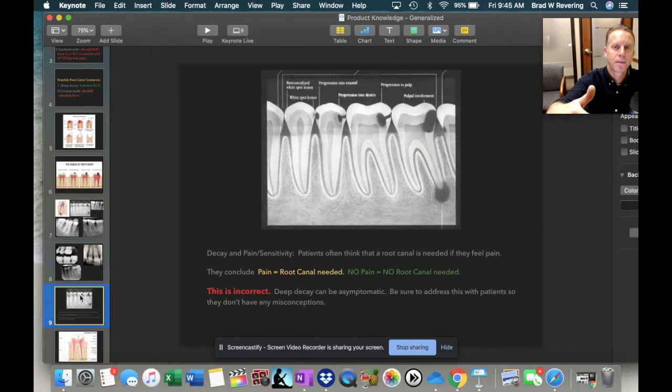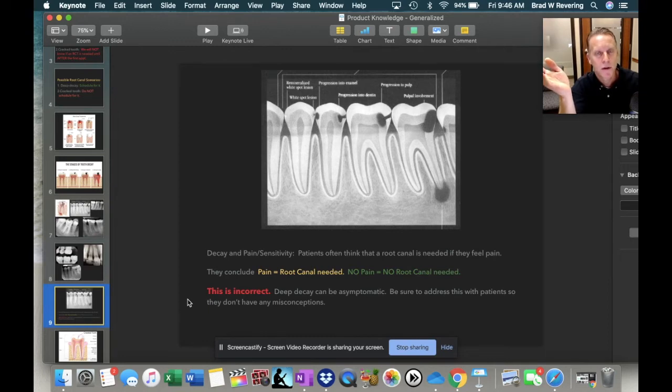Okay. And again, right here, just to touch on this again: decay and pain sensitivity. Patients often think that a root canal is needed if they feel pain. Well, yeah, if they have pain and deep decay, they probably will need a root canal. However, they conclude that pain equals a root canal, but no pain means no root canal, and that's false.